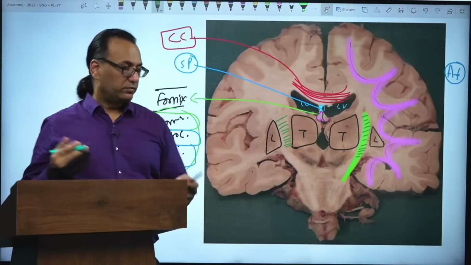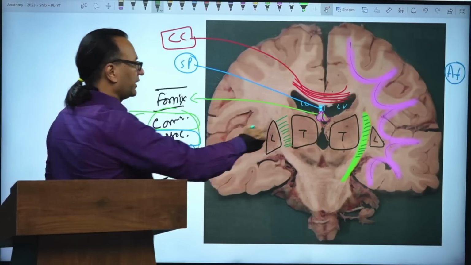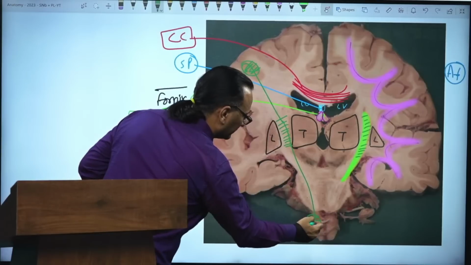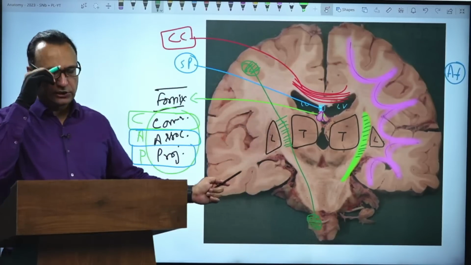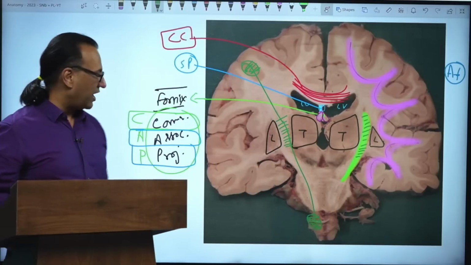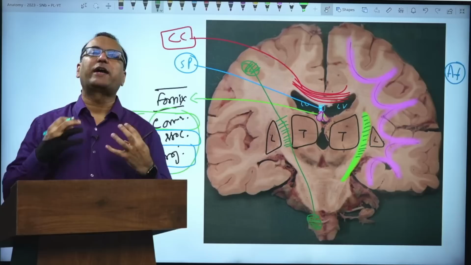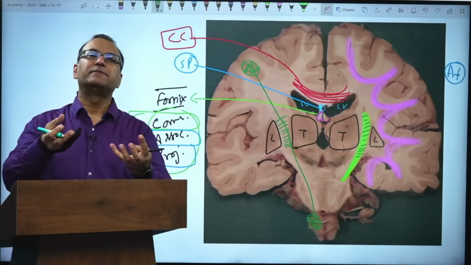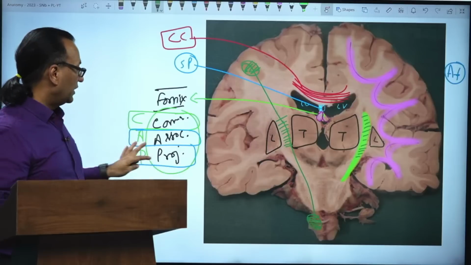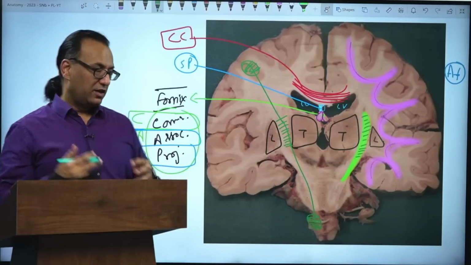But what is the internal capsule? It is a projection fiber. What is a projection fiber? A projection fiber connects upper brain centers with lower brain centers. Are you telling me the fornix is also a projection fiber? How? Because it connects the hippocampus with the mammillary body, so it connects a higher brain center with a lower brain center. Yes, it is a projection fiber.